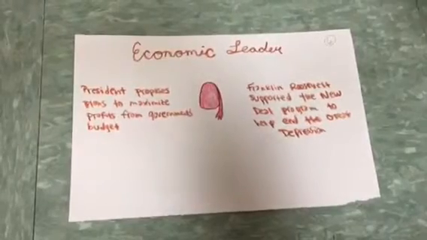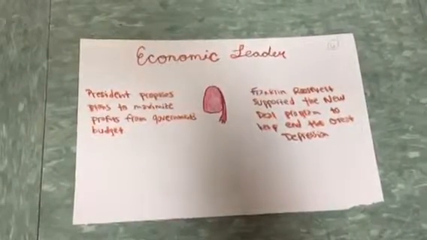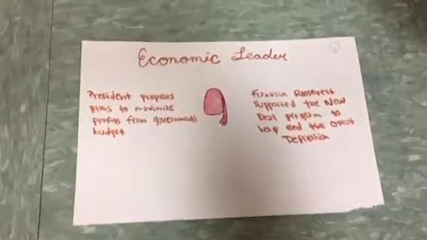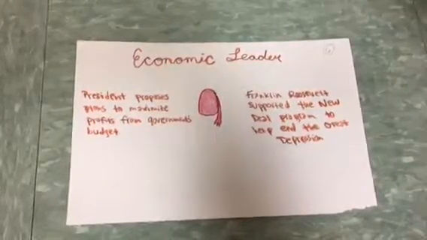The sixth hat is economic leader. The President proposes plans to maximize profits from the government's budget. An example of this is Franklin Roosevelt supported the New Deal program to help end the Great Depression.